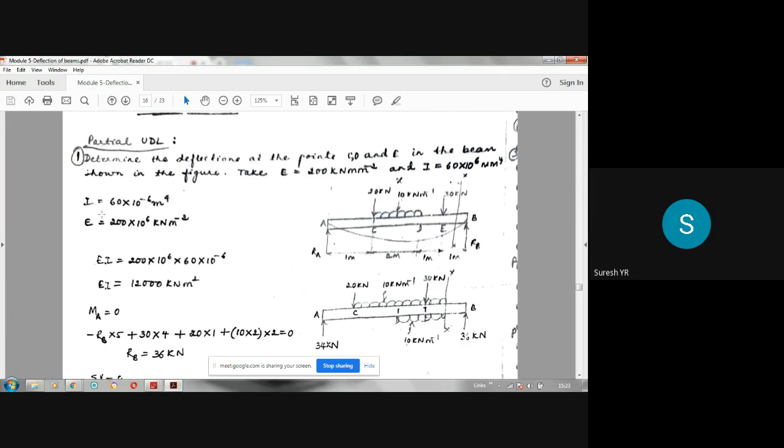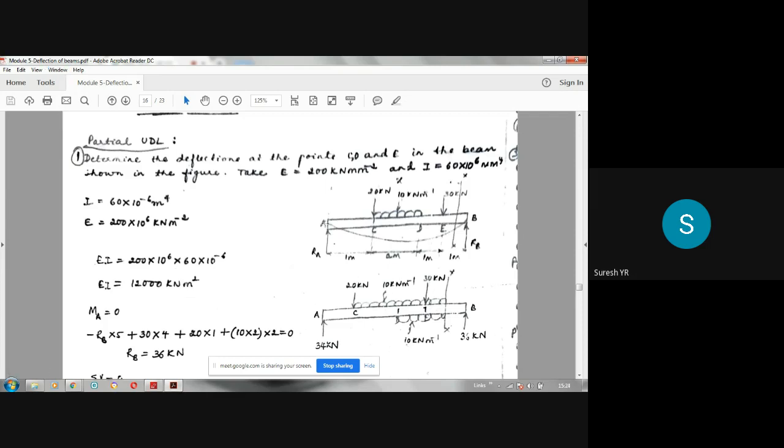So when you multiply these two, E into I, you will be getting the value in kilonewton meter square. So 12,000 you are getting. So kilonewton per meter square into meter power 4 will be kilonewton meter square. So this is the conversion. So we have the value in kilonewton meters. That's why I did it.